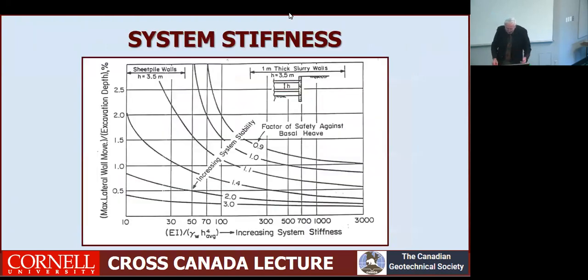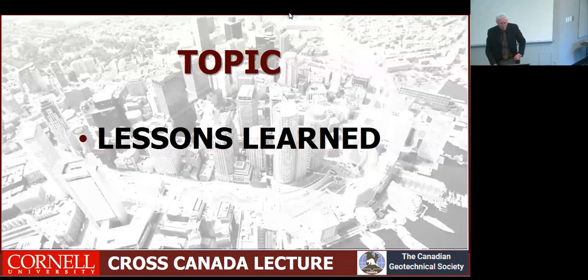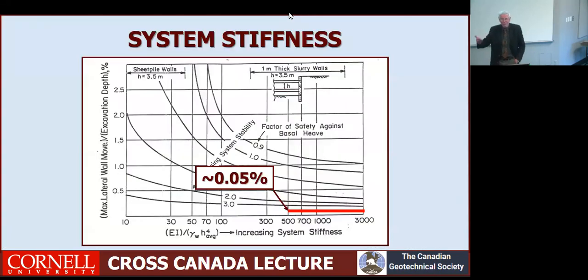And if we look at something like the system stiffness approach, which Wayne Clough and I worked on a number of years ago, the question has always been, how low can you go? Well, turns out that picking up some of these lessons from the artery, we can go to about 0.05% strain in terms of technology to support walls and keep things in place, which is a good number to have in your pocket.